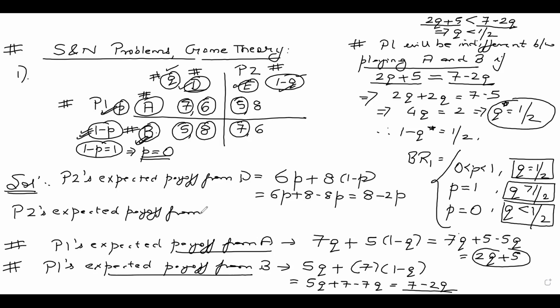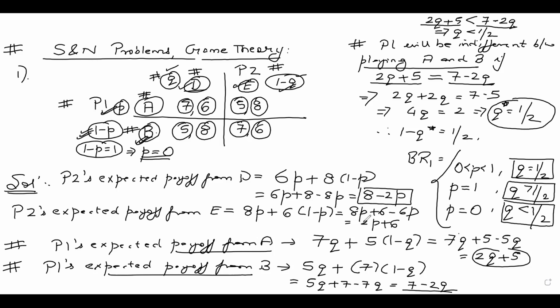Okay, and on similar lines, I can write player 2's expected payoff from E. Player 2's expected payoff from E is how much? Player 2 gets 8 when player 1 plays A with probability P, and player 2 gets 6 when player 1 plays B with probability 1 minus P. So this is going to be 8P plus 6 minus 6P, which is going to be 2P plus 6. So this is player 2's expected payoff from D, and this is player 2's expected payoff from E.